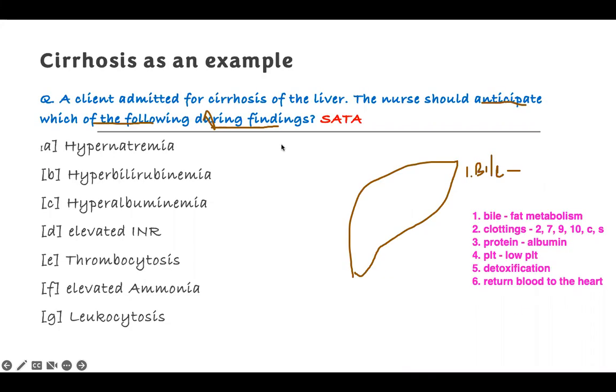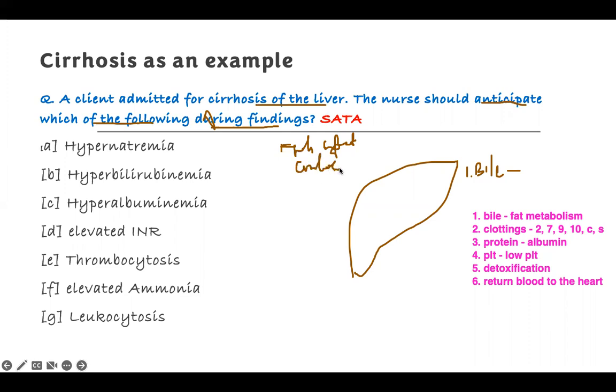So what is being asked? That's the thing. Anticipate the findings. So an expected finding. We're looking for expected finding based on that. Then the next one is the case. What is the case? A client admitted for cirrhosis of the liver. So the case is cirrhosis, right?